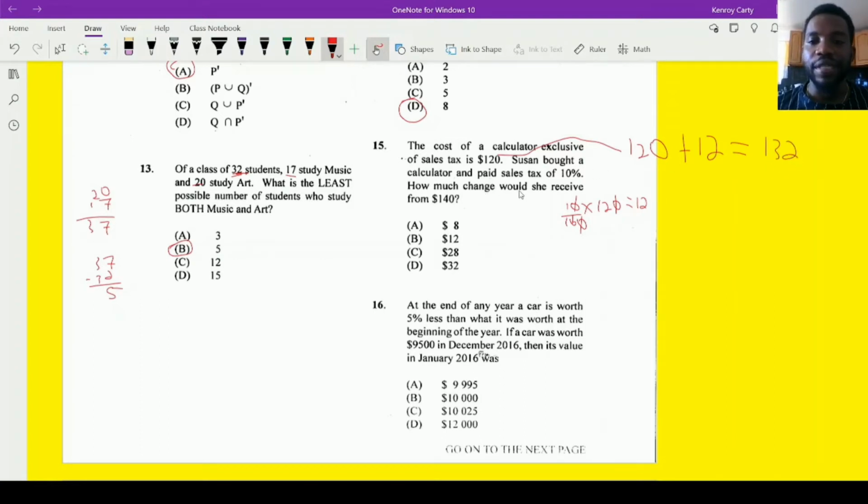But listen, look at the question carefully. It says, how much change would you get? How much change would you receive from 140? So you spend 132, you have 140, your change has to be $8. Alright? That is not such a bad question at all.